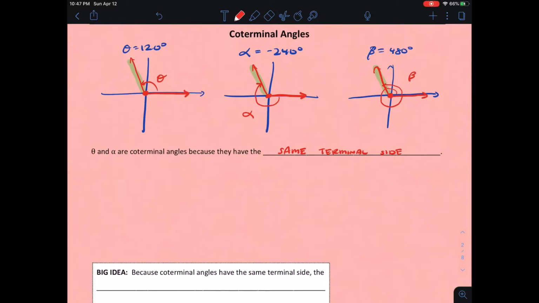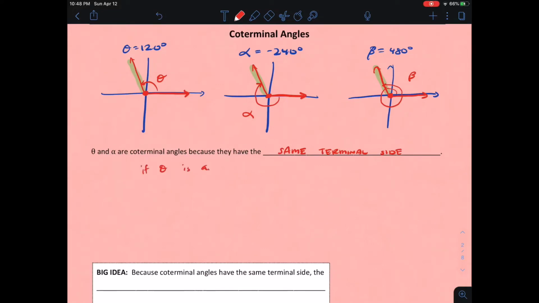One of the things you should notice is, if you look at all three angles, their values are 120, negative 240, 480. I can take theta and simply subtract 360 degrees, and that'll give me alpha. I could have also taken theta and added 360 degrees, and that'll give me beta. If we add or subtract 360 degrees, you're just making one complete revolution, and so the angle that you get would have the same terminal side as the angle you started with. And that's what we're going to be doing when we want to find the coterminal angle to a given angle.